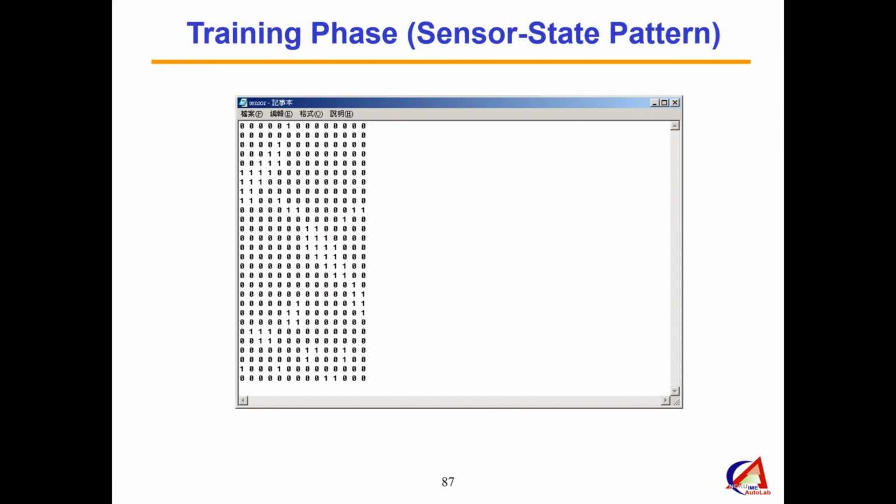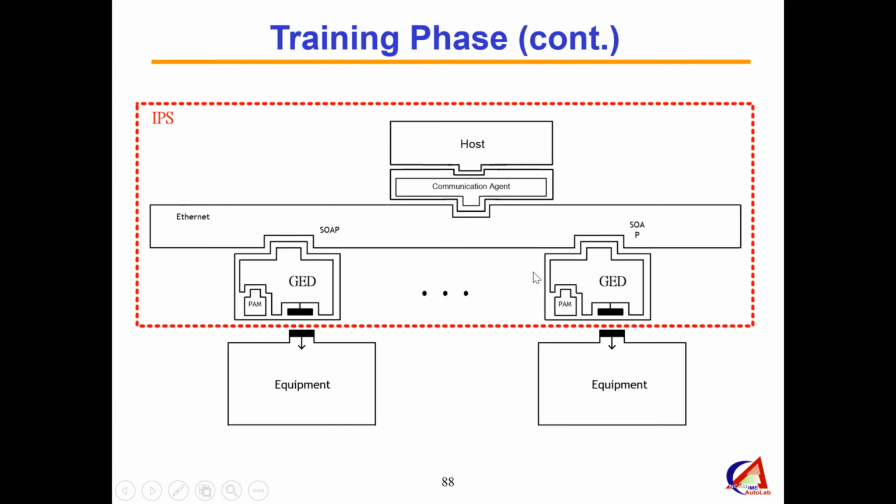Then you see the training phase, the sense state. After you see this 1, 0, 0, 1, that is the photo sensor on and off. So you see, if this is just a healthy run, then this pattern should be recorded as the reference. Okay, and you see the training phase. We will collect data and send it to the host to check whether this is healthy data or not. If yes, then of course put it into the PAM to be the reference model.